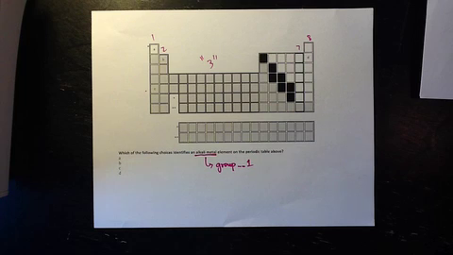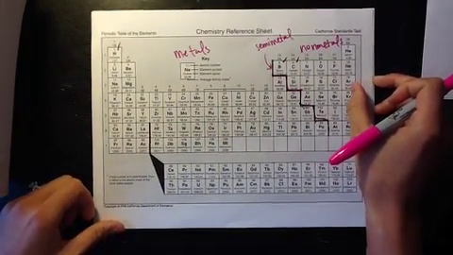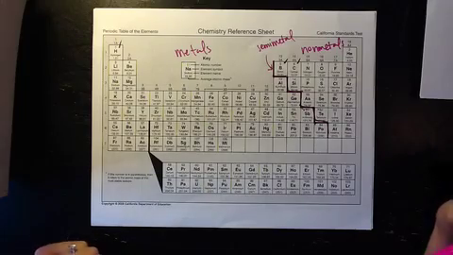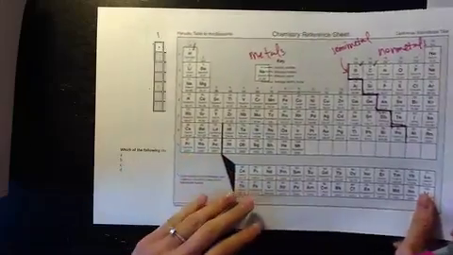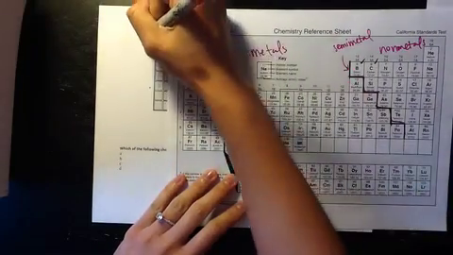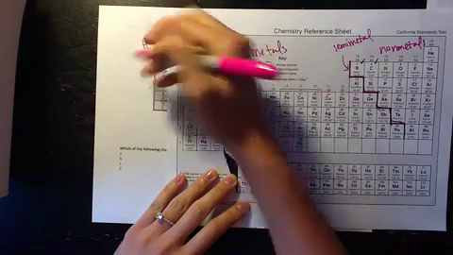So what's the actual correct answer? Is it A or C? Well, here's a handy dandy reference sheet that you guys should probably always have out during your test. But if we compare what A and C are, A is hydrogen, and C is rubidium.